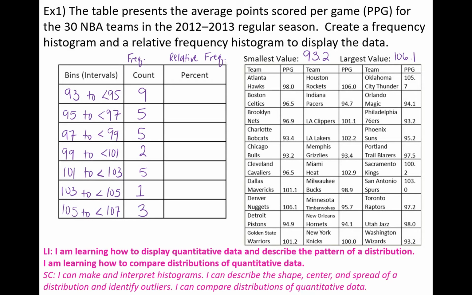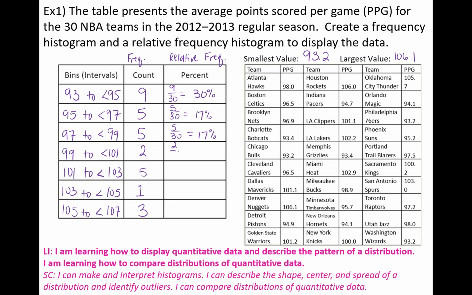Okay, so for my relative frequency, I have to go through and create percents, which means I'm taking the number that fit into my category out of the total. So that means 9 out of the 30 teams, and I would turn that into a percent. I get approximately 30%. 5 over 30 here gives me 17%. Another 5 out of 30 is going to be another 17%.